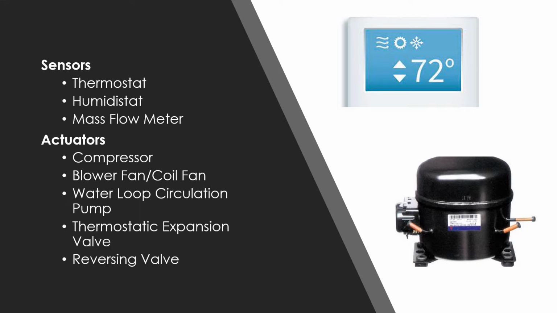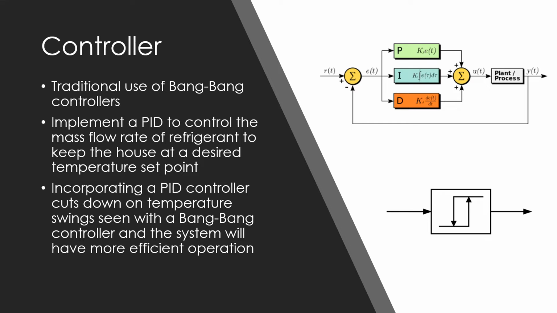Actuators for the system would be a compressor, a blower fan, a water loop circulation pump, a thermostatic expansion valve, and a reversing valve if we were doing air conditioning. Good performance for the system would be that we are keeping the house at a desired set temperature point and not deviating from it too much, and then also being efficient and not using too much energy.